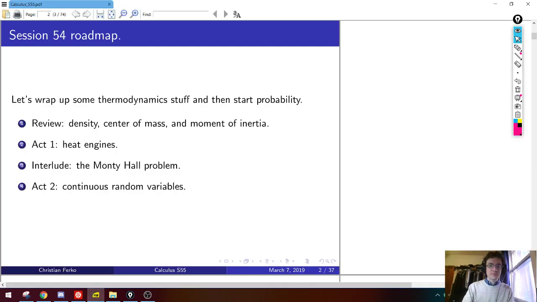Good, it is recording. Okay, so I will now correct my error of including too much stuff last time by finishing up the heat engines thing, which we didn't have time for. First, I want to do just a quick review of some of the things we discussed last time.